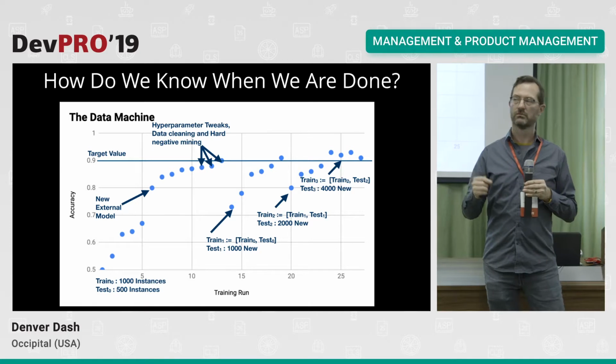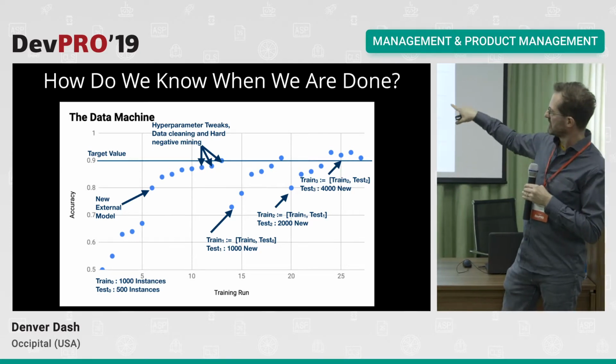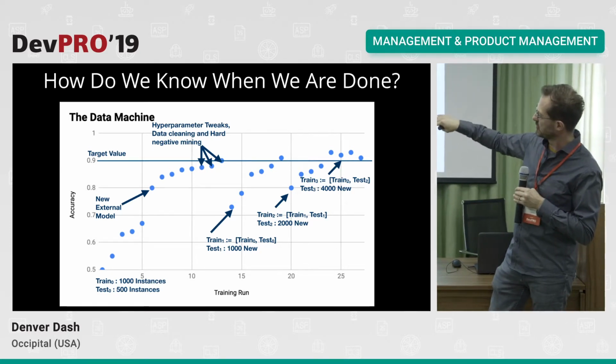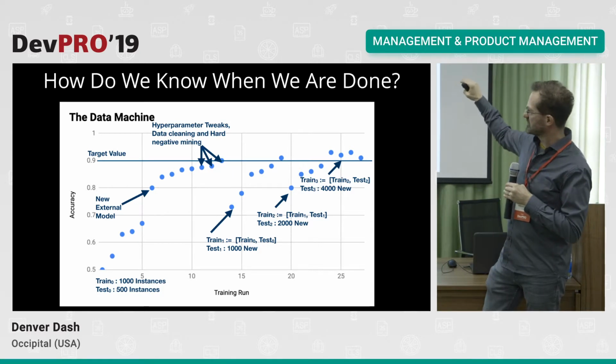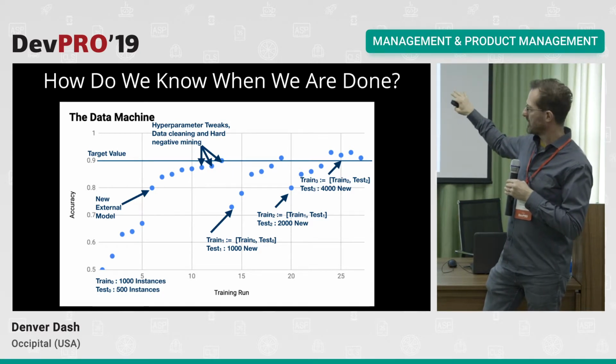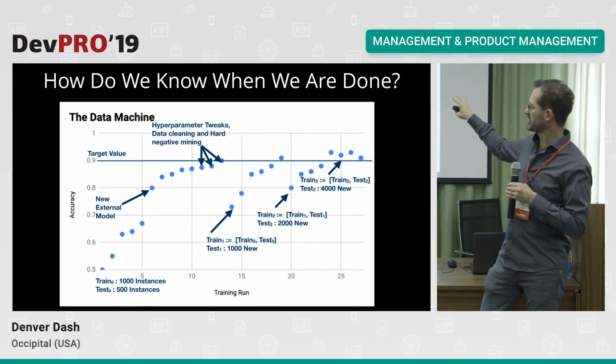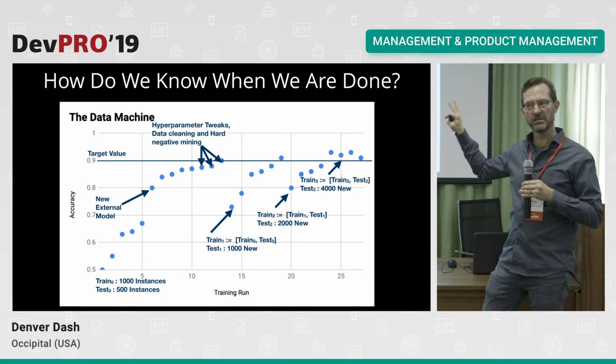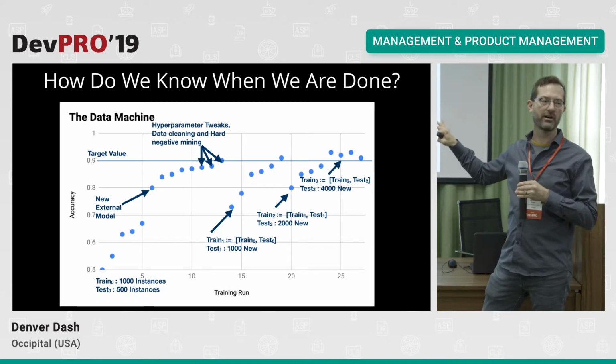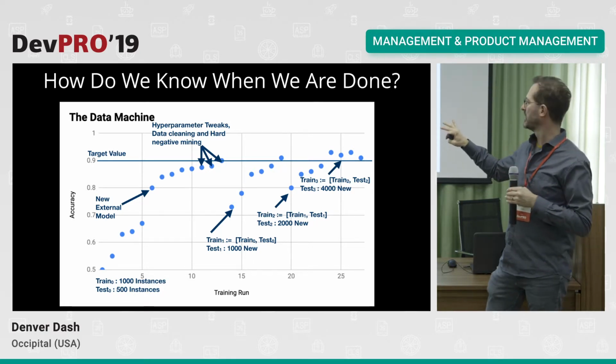So how do you know? Let's say you just have this graph on the left of improvement. You're improving, and then you get to your target value. How do you know that you're not just overfitting to your test set at that point? You've already hit the test set 10 times. You've tried not to, but it's inevitable. If you want to check your progress, you have to hit it occasionally.